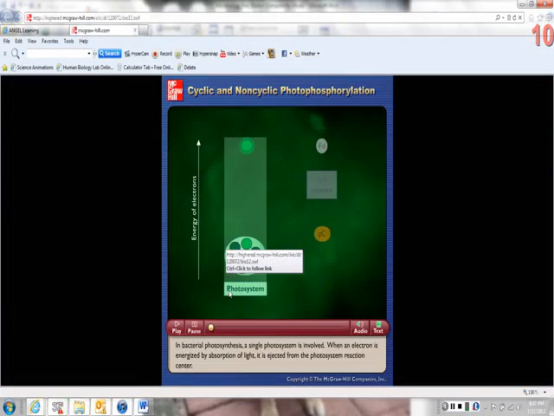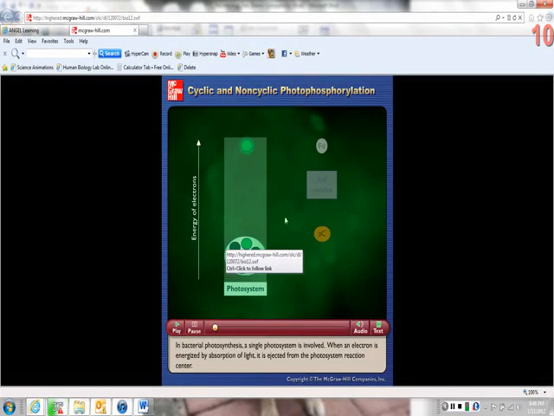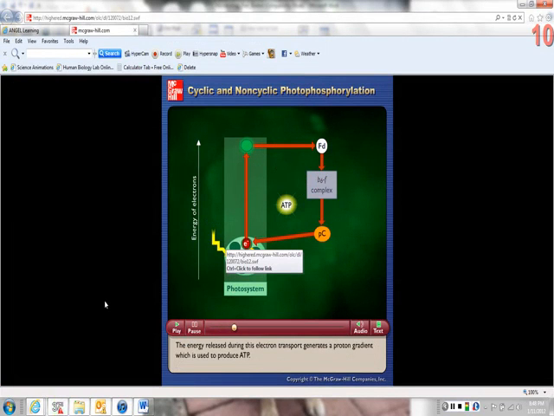Here we have an animation of the types. In bacterial photosynthesis, a single photosystem is involved. When an electron is energized by absorption of light, it is ejected from the photosystem reaction center. The electron then passes to ferredoxin, and then down through the cytochrome B6F complex, plastocyanin PC, and finally back to the reaction center.